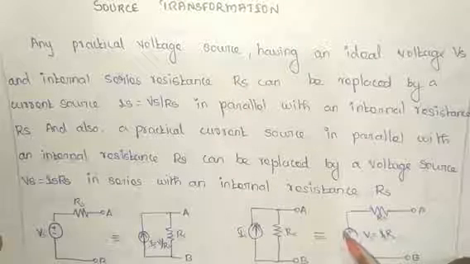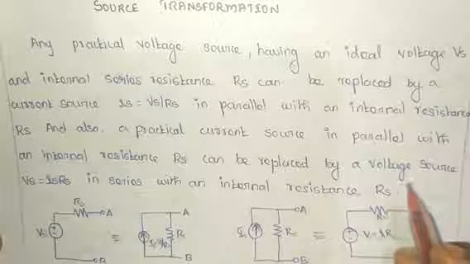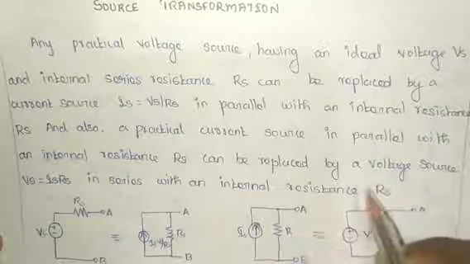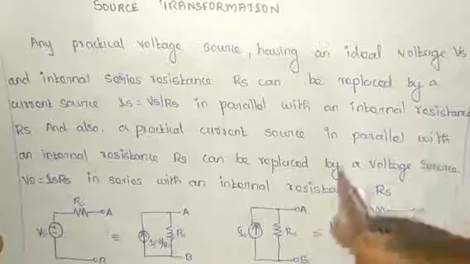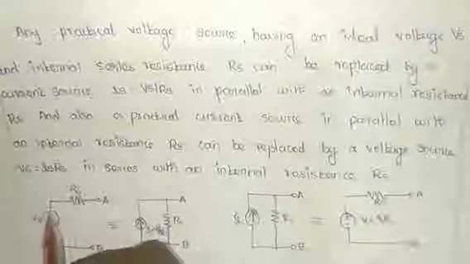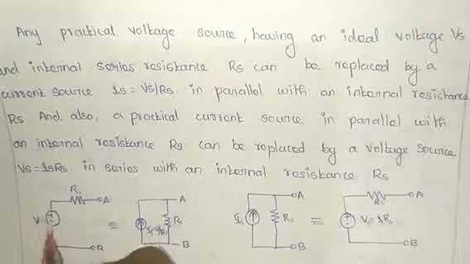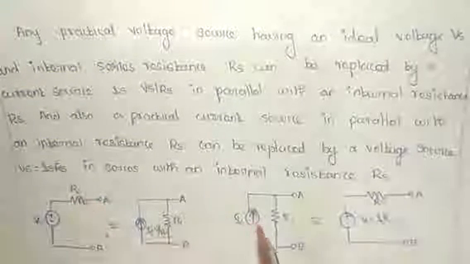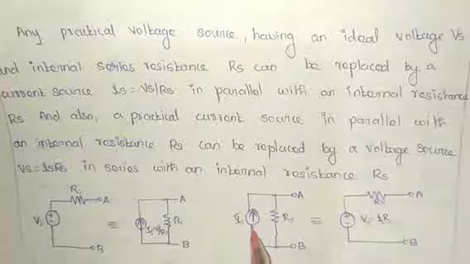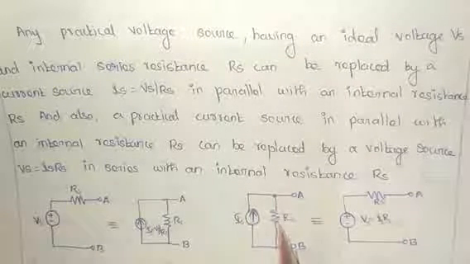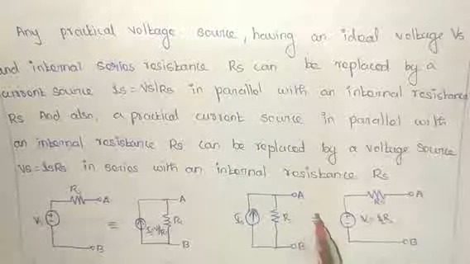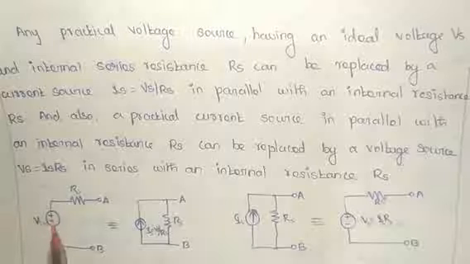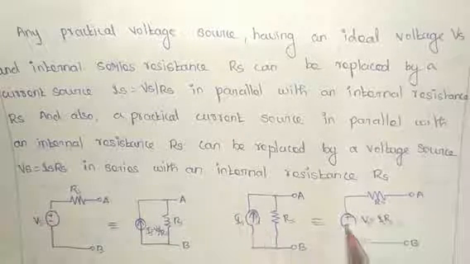Hello friends, our next topic in network analysis is source transformation. It is a method of transforming a voltage source into a current source or a current source into a voltage source. Every practical voltage source has some ideal voltage and some internal series resistance. Similarly, every practical current source has some ideal current and an internal parallel resistance associated with it. So we can transform one kind of source into another: voltage source into current source, and also current source into voltage source.